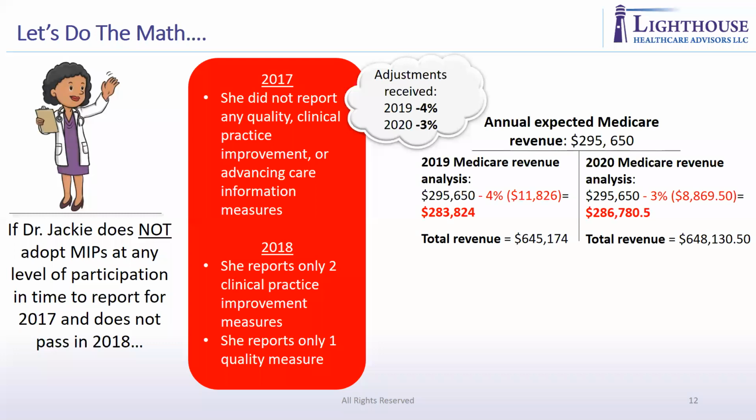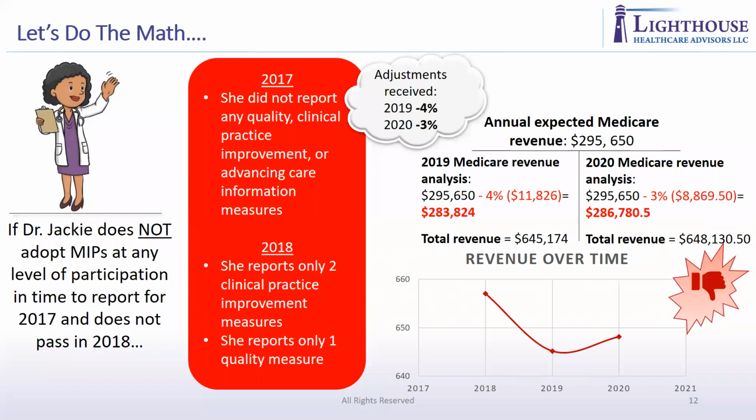So let's take a look at the numbers. From her almost $300,000 Medicare revenue, she loses 4% of that in 2019, which is almost $12,000, and she loses almost $9,000 in 2020. So her revenue over time is going to be going down. She does a little bit better in 2020 than she does in 2019, but as we can see, that's a pretty significant hit. And it's something that will continue to be present. MACRA is not going away. So we definitely need to pay close attention to these numbers and put value on reporting successfully for MIPS.